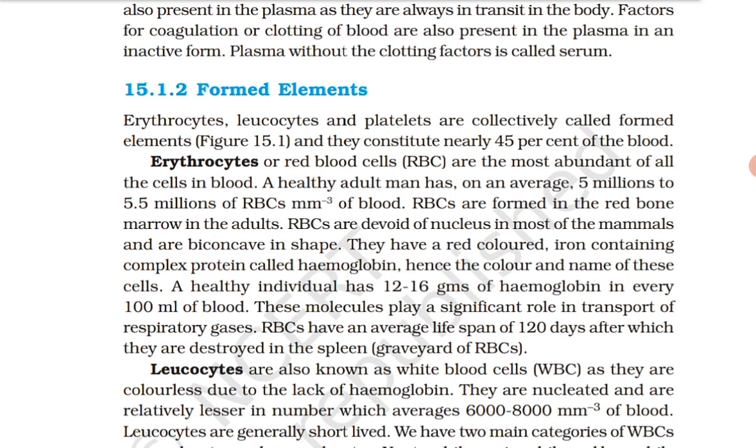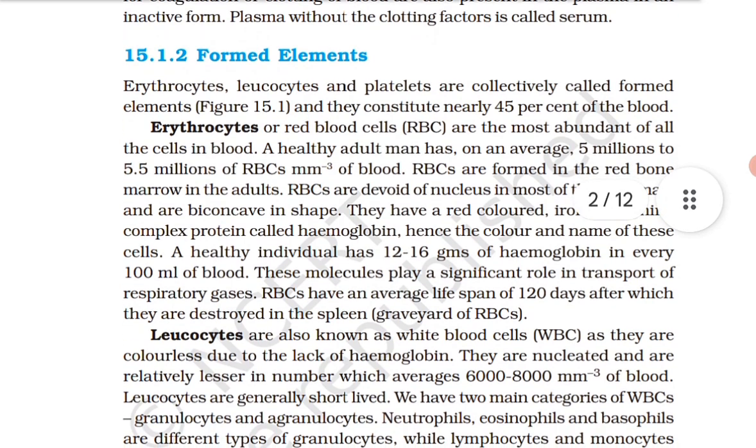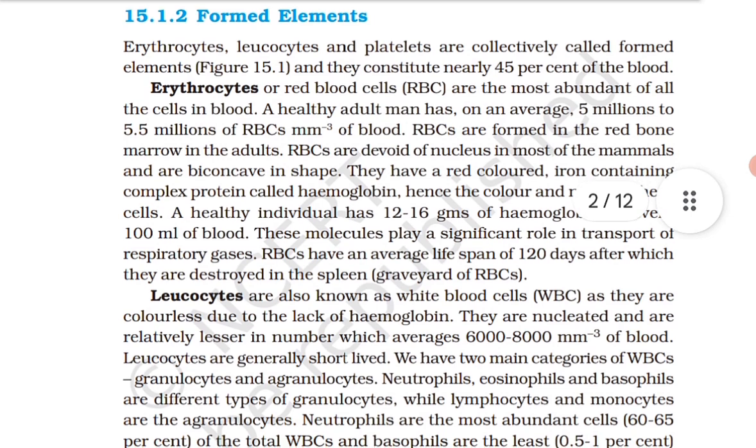RBCs are formed in the red bone marrow in the adult. RBCs are devoid of nucleus in most of the mammals and are biconcave in shape. They have a red colored iron containing complex protein called hemoglobin, hence the color and the name of these cells. A healthy individual has 12 to 16 grams of hemoglobin in every 100 ml of blood.